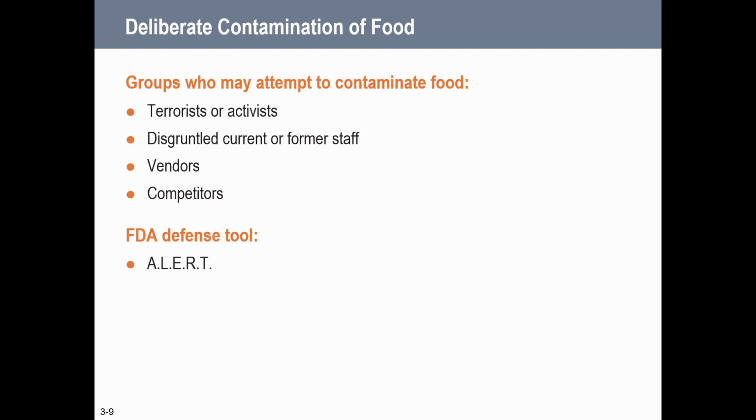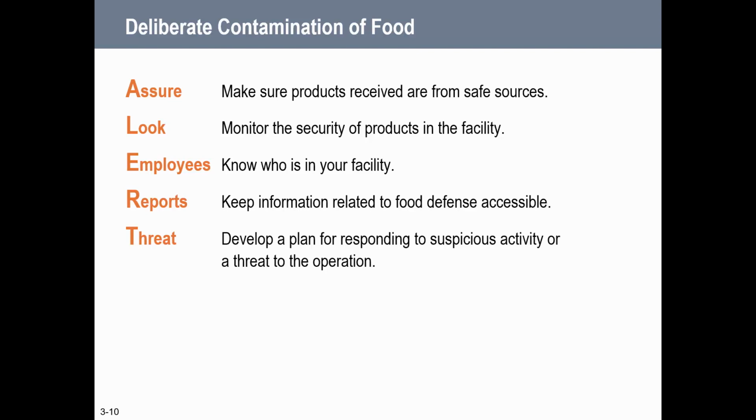So the FDA created this alert tool. Making sure that your products are received from safe, reputable sources. Monitor security of products in the facility, so it's not just sitting out where anyone could get to it. Employees know who is in your facility. Reports: make sure you have information related to food defense where you can get it. And then threat: how would you respond to any suspicious activity? If you saw someone suspicious back in your operation, what would you do, etc. So this is just their guidelines for making a plan to prevent deliberate contamination of the food supply.